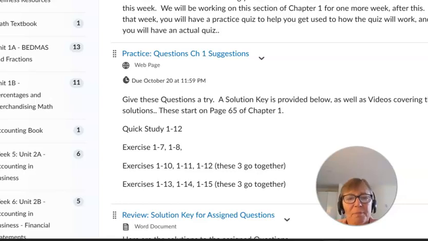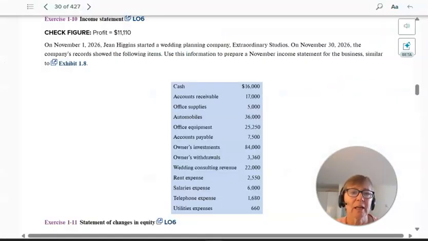Hi everyone, me again. Okay, so let's go over exercise 110, 111, and 112. And you can see how I've written them there that they actually go together. Okay, so let's go look at the actual question and see what I mean.